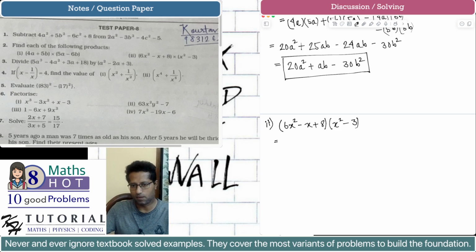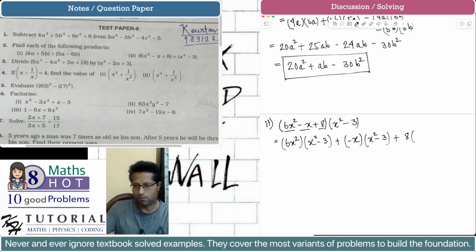So the terms of the polynomial are 6x square, minus x and plus 8. So you will multiply all these terms with the binomial x square minus 3. So this will become 6x square, multiplying the first term with the binomial, and then multiplying the second term with the binomial. Actually, the right way of doing it is plus minus x, because the second term is minus x multiplied by the binomial x square minus 3, and plus 8 multiplied by the binomial.